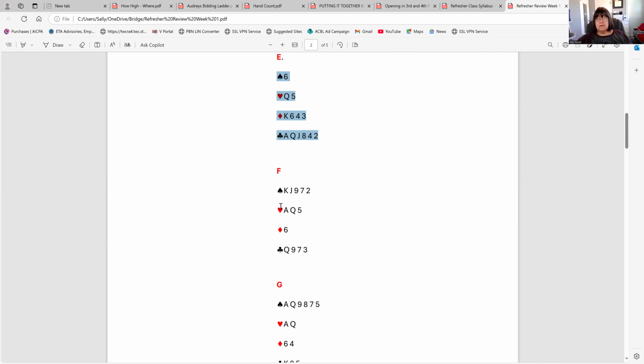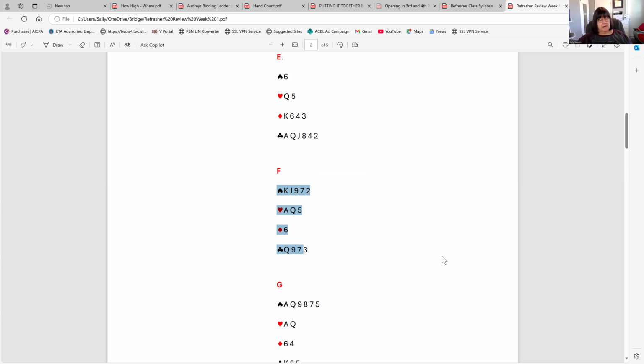Okay, let's look at this example. In this case, partner has opened spade, in this case, we have opened 1 spade. Our partner bid 2 spades. And so the question is, what do we want to bid with this hand? After partner bid 2 spades, what should we do next?